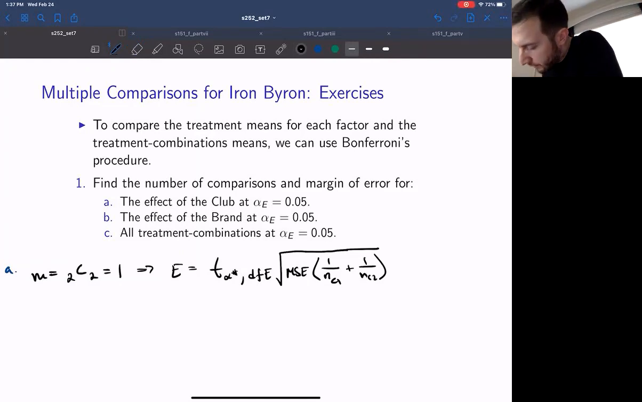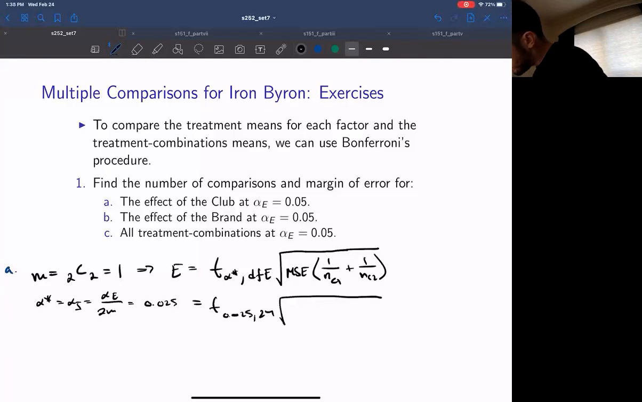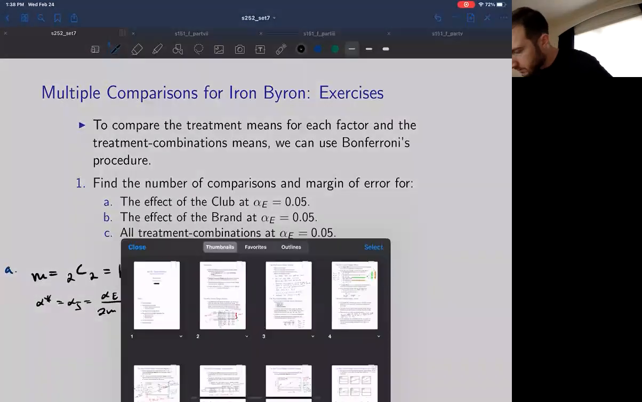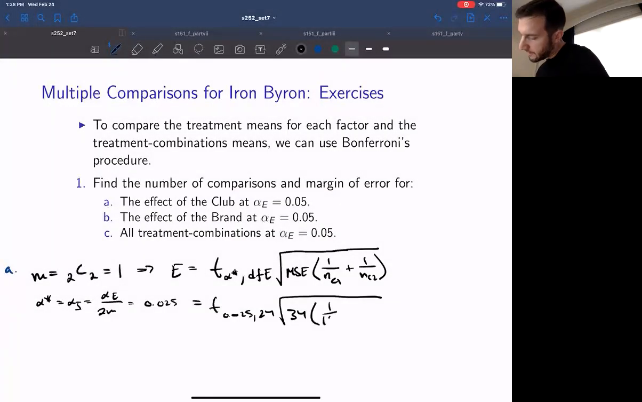Okay, we also have to compute alpha star or alpha I, same thing. So this is going to be alpha E divided by 2 times M, which is 0.025 in this case. So our margin of error is going to be a t-value on 0.025, 24, multiplied by the square root of the MSE, which I believe was 34. And then we're going to have the sample size for each club, which is 16.